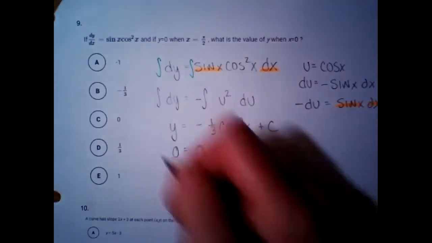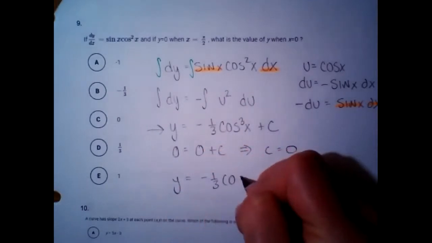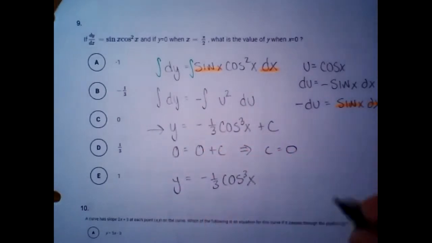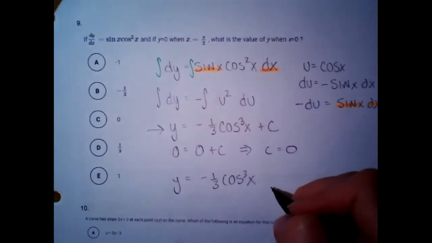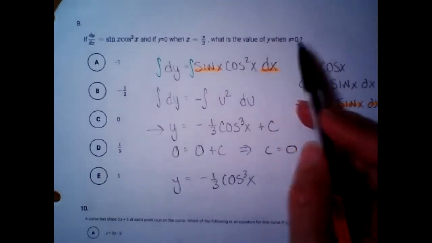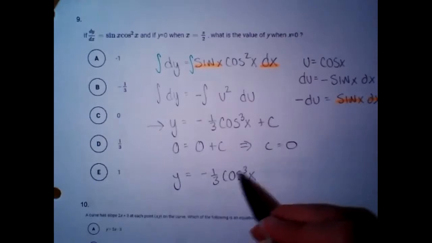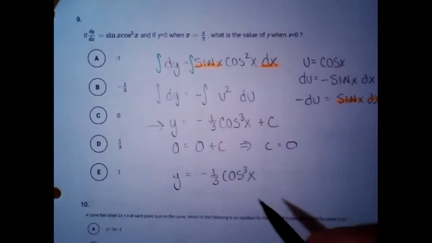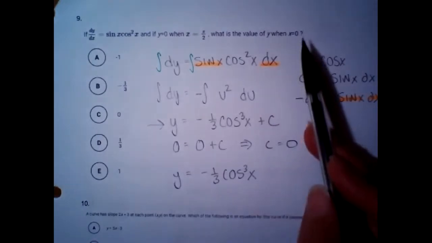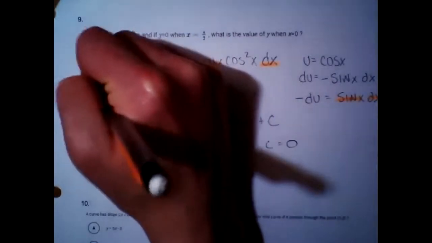And so when I recopy this line, there just won't be a constant. Or I mean, I guess there is one, it's just nothing. So -1/3 cosine cubed of x. And then we want, what is the value of y when x is 0? So cosine of 0 would be 1, cubed would still be 1, and then times -1/3 would be -1/3. So if we plug in 0 for x, we're going to get -1/3. So that one would be B.